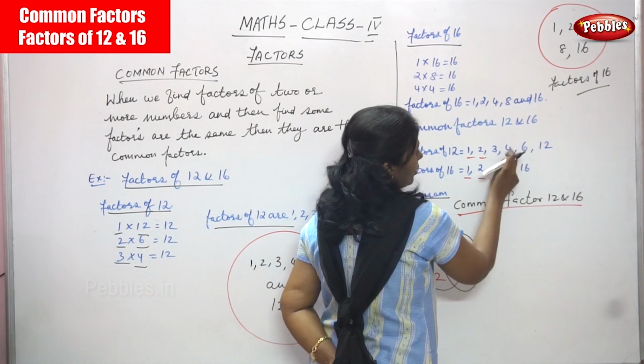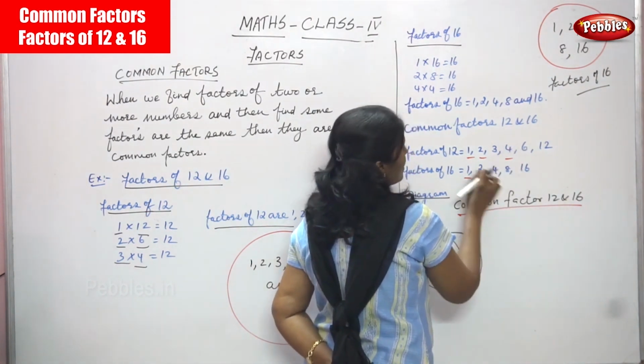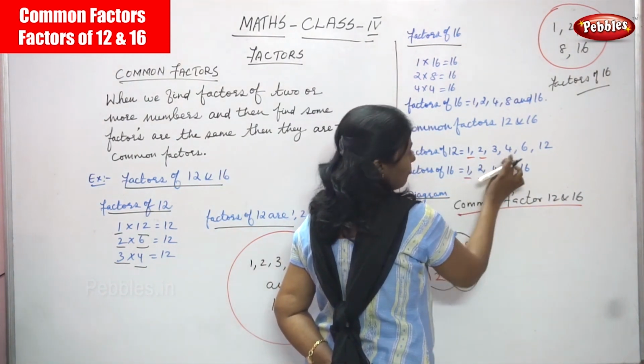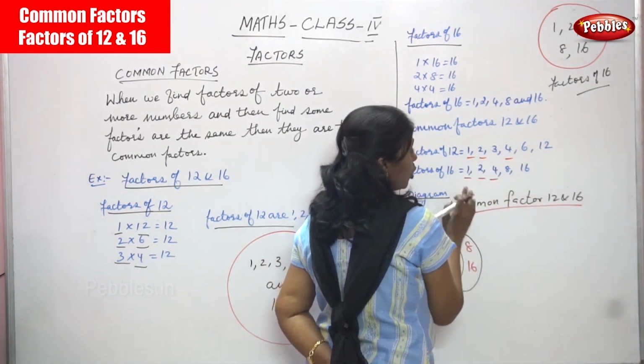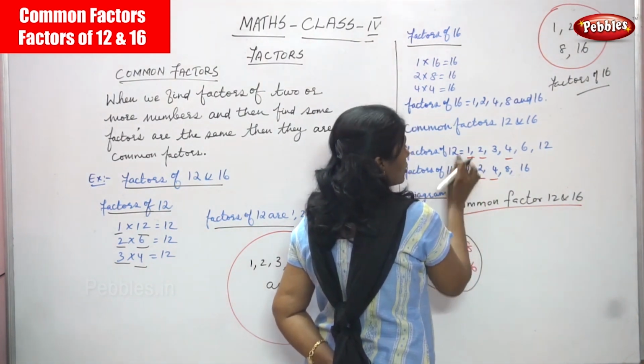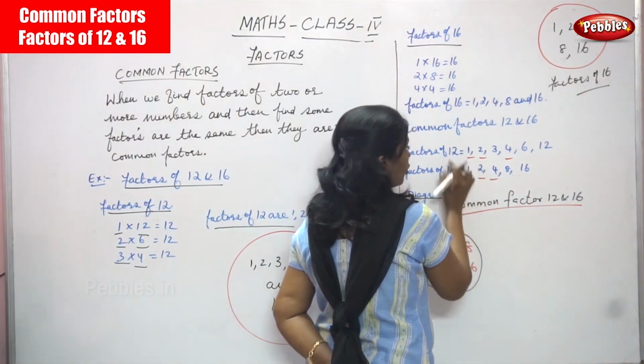And what about 4? Here also 4, here also 4. So 4 comes for both numbers. So 1 is a factor, 2 is a factor and 4 is a factor. These numbers are common factors because these factors come for both numbers. These factors are similar. These factors are the same in both places.